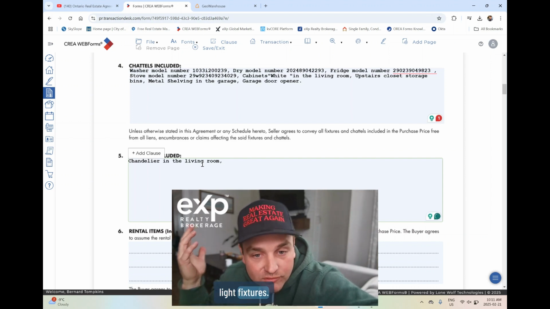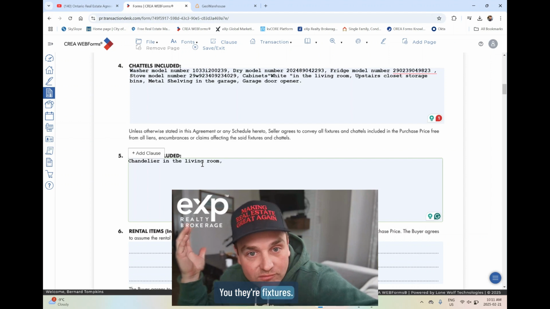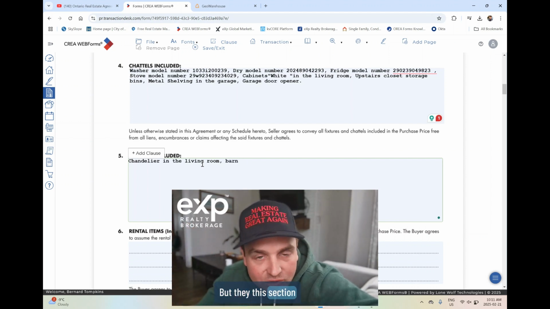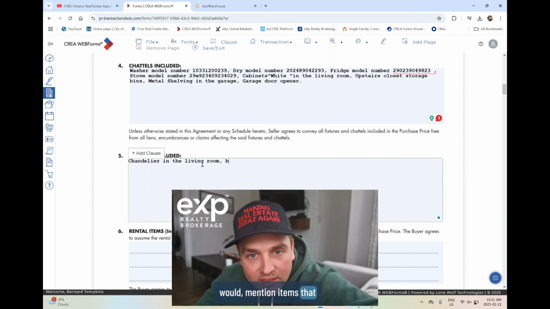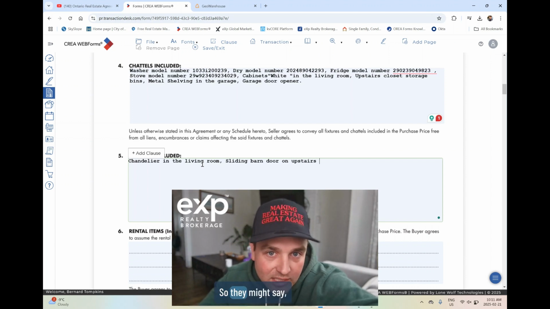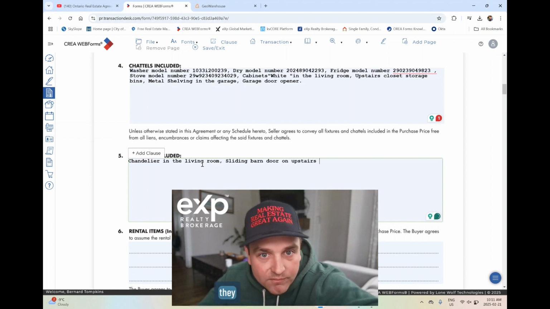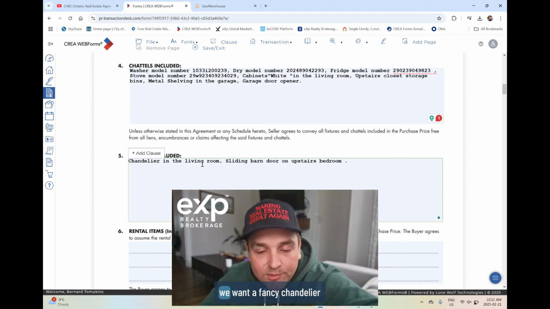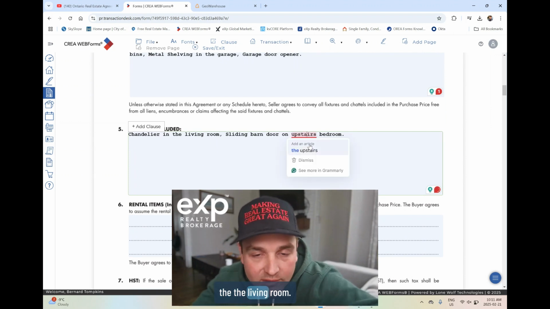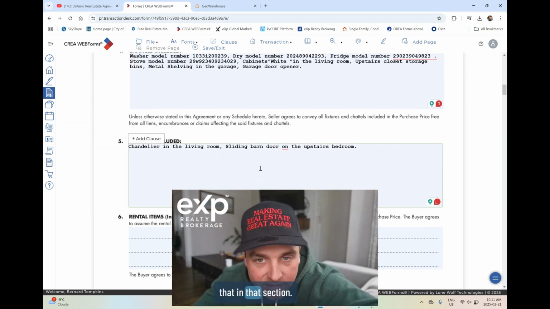Light fixtures are supposed to be included, but this section would mention items that are fixtures that are excluded from the sale. So things they want to take with them. They might be told, well, we'll sell you the house, but we want a fancy chandelier that was given to us by our grandmother in the living room. So you would put that in that section.